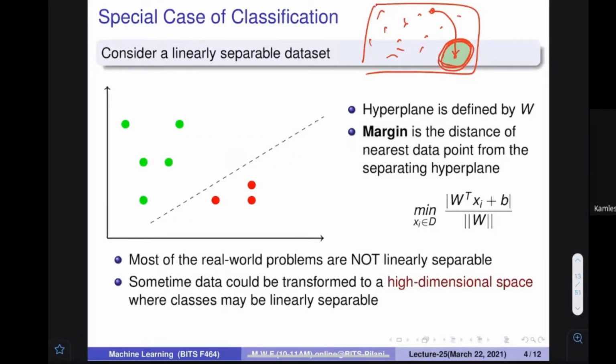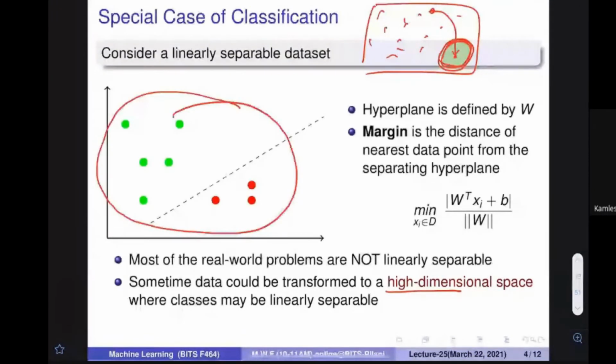So the same thing I'm saying: if the problem is linearly separable, we can find the equation of the line. But if the problem is not linearly separable, we can transform it in some way into a higher dimensional space where it becomes linearly separable, and then we can solve it. Make sense?